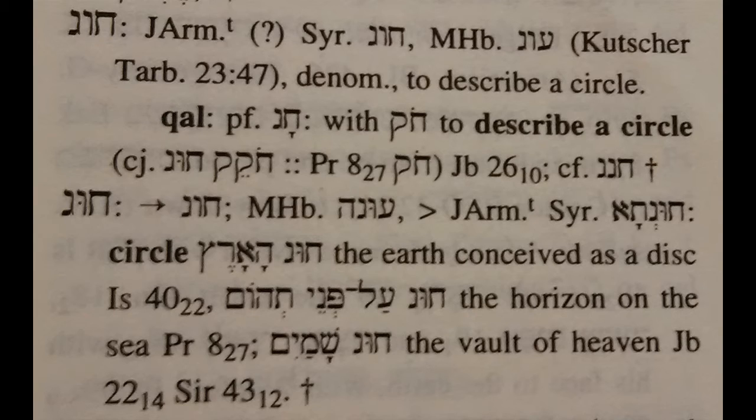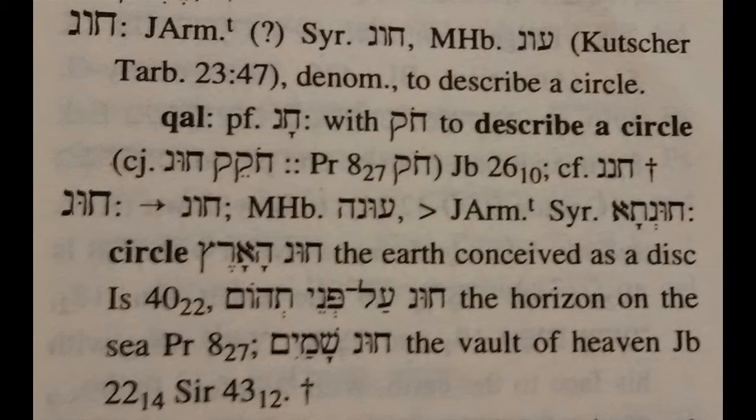So now you have to understand this, because of learning Hebrew, the way Hebrew functions, nouns come from verbs. Nouns come from the description. So the description of to describe a circle would mean that the understanding and the concept of a circular thing will be connected to the noun, hug ha'aretz, the circle of the earth. Or hug al pnei tahum, which would be the circle that's on the face of the deep, okay? Or hug shamayim, the circle of heaven.